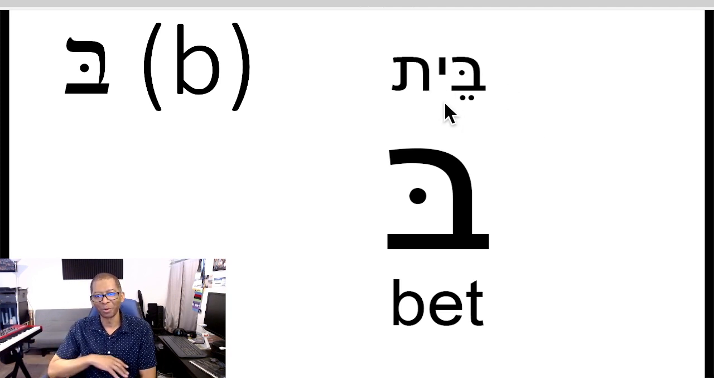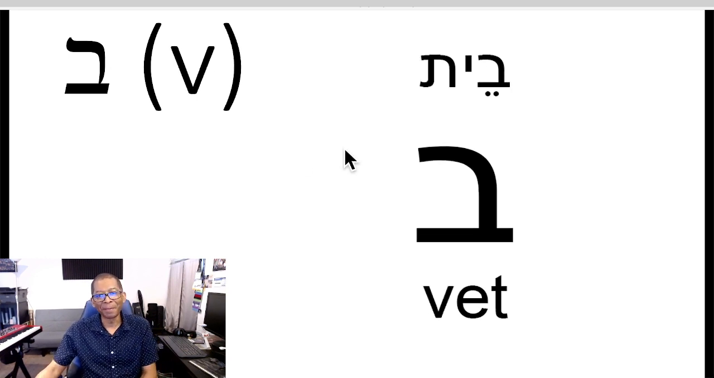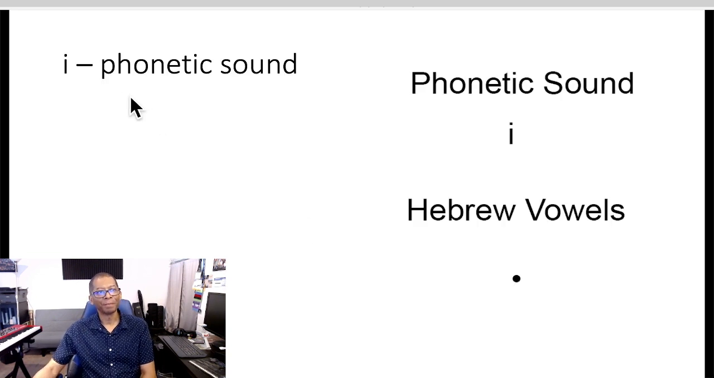We'll get into words, but right now we're still working our way through the alphabet. And then remember, whenever there's not a dot inside, like here, there's not a dot, it's going to be a V sound. So it's Vet. Be, Yud, Taf. Okay? And then we have the I sound.